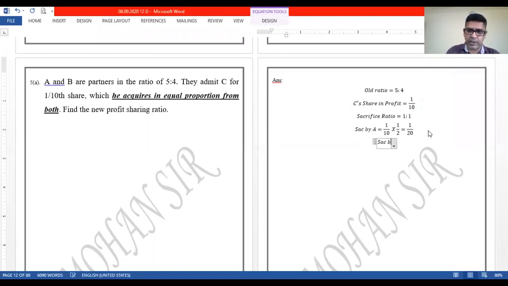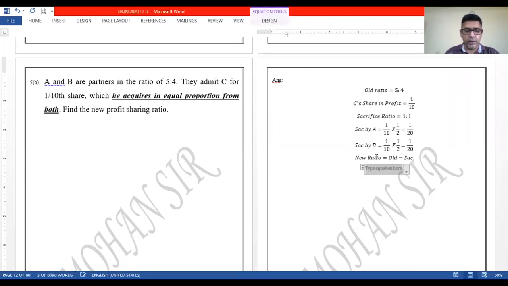Let us calculate sacrifice by B. Sacrifice by B also will remain the same. 1 by 10 into 1 by 2. Okay, so that will be equal to 1 by 20. So sacrifice by A and B is 1 by 20. Fine. Now because we have sacrifice with us and the old ratio is there with us, we can calculate the new ratio. So new ratio is equal to old ratio minus sacrifice.